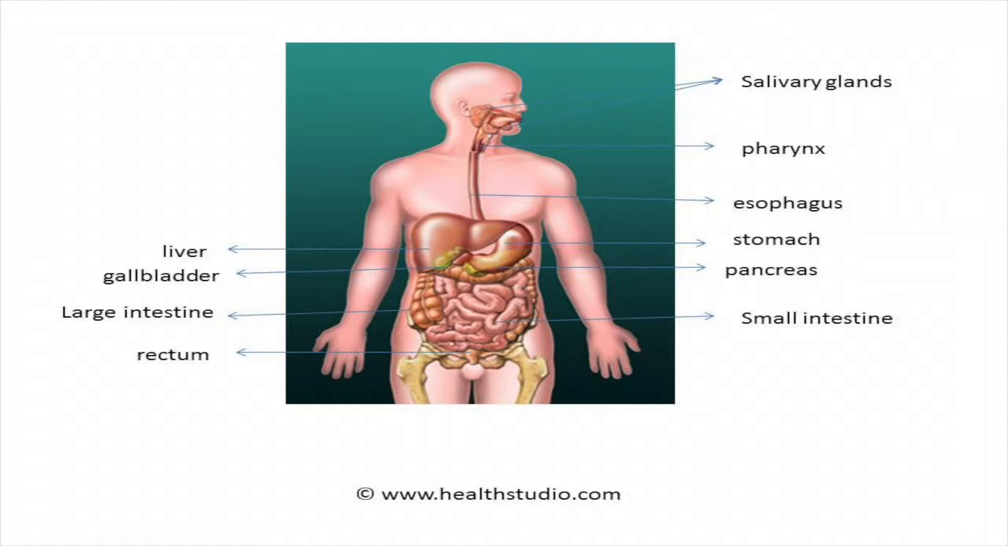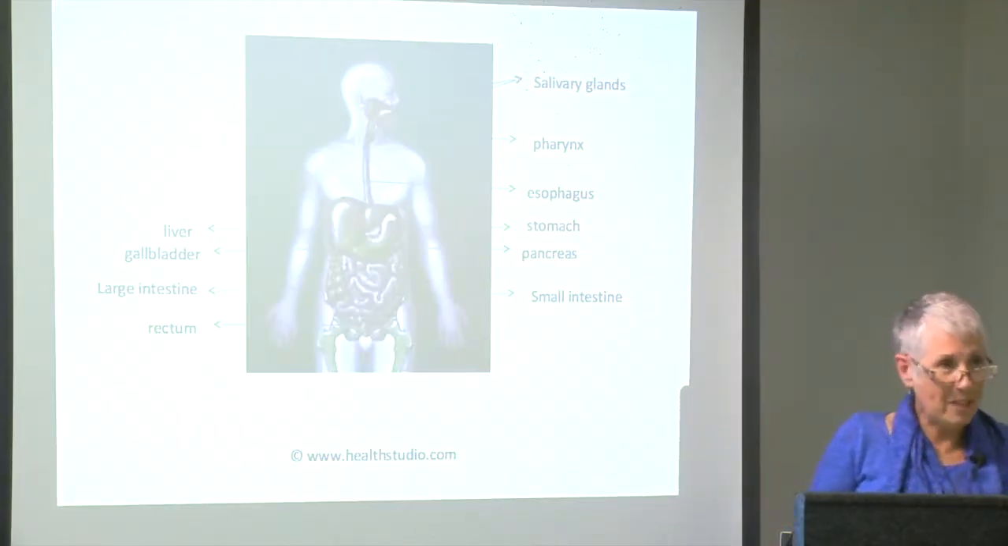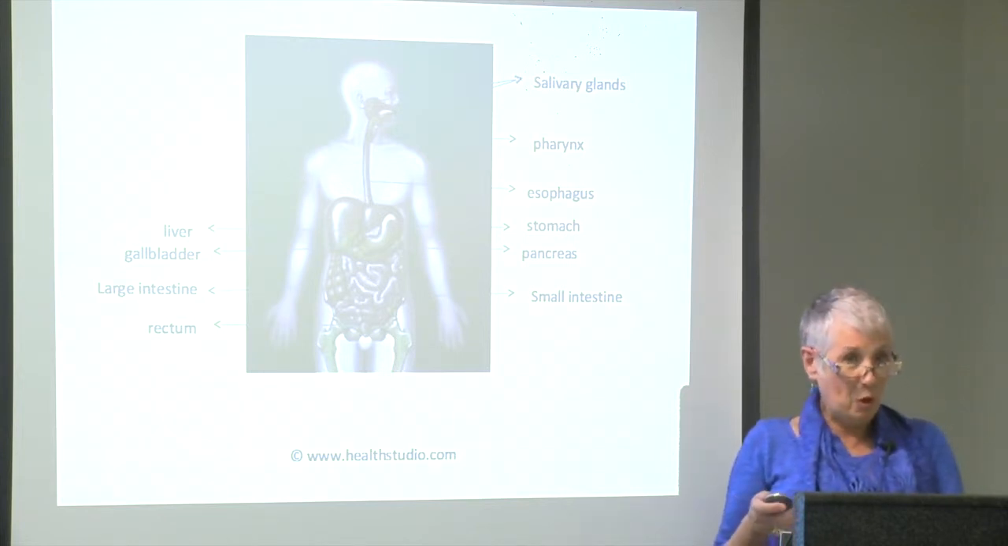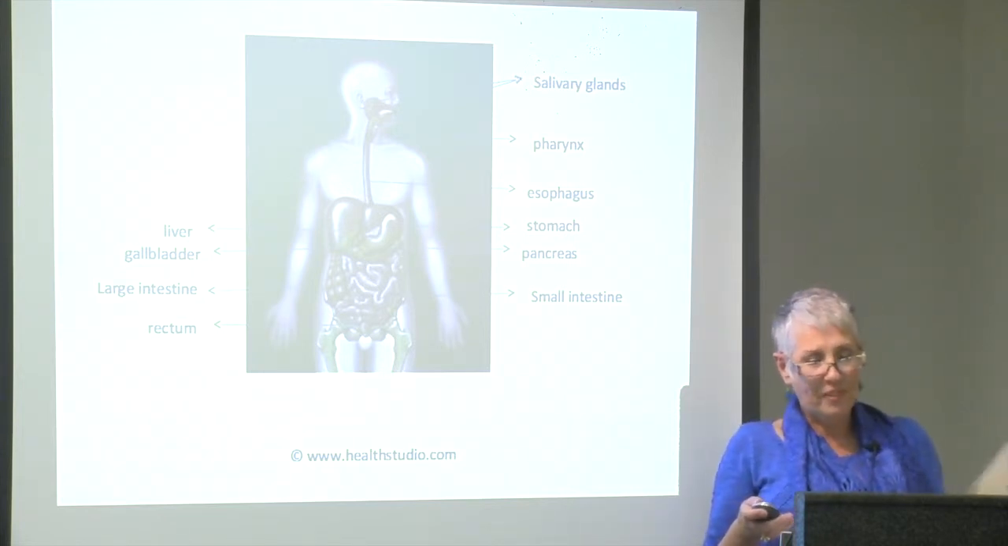It is your salivary glands, the pharynx, the esophagus, the stomach, pancreas, the small intestine, and yes, the liver and the gallbladder are part of that, your large intestine, and the rectum. That makes up your alimentary canal, and we're going to take a look and see what all that is going to do for you.